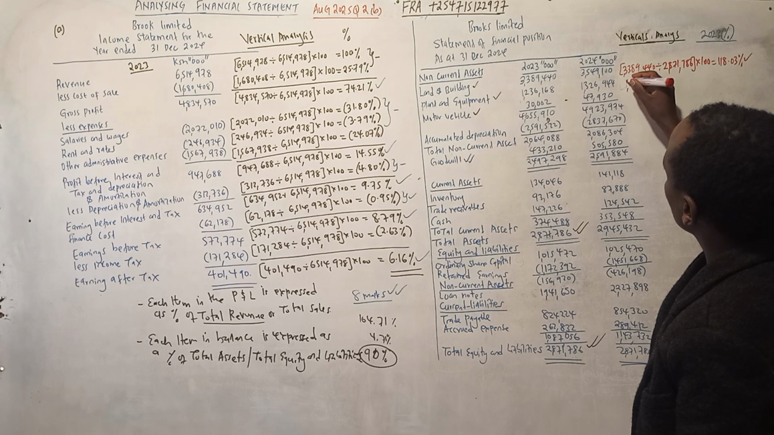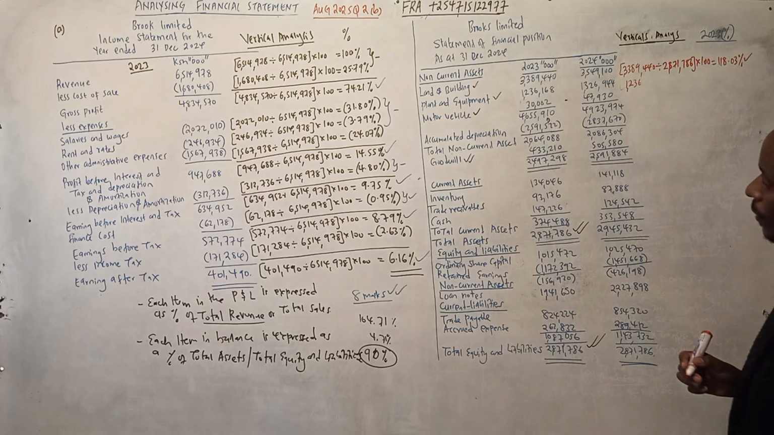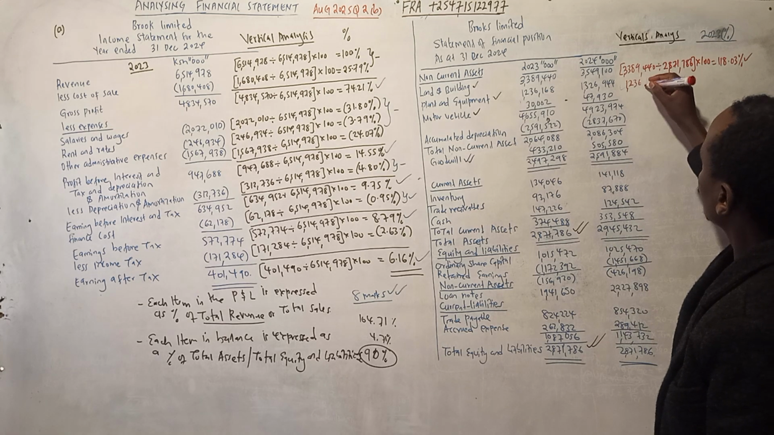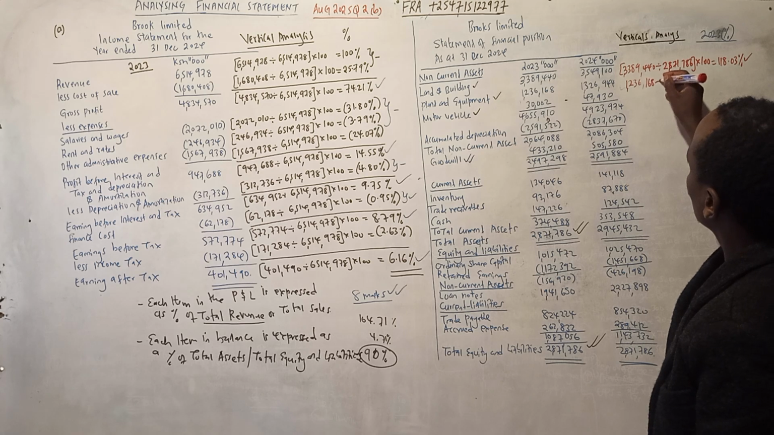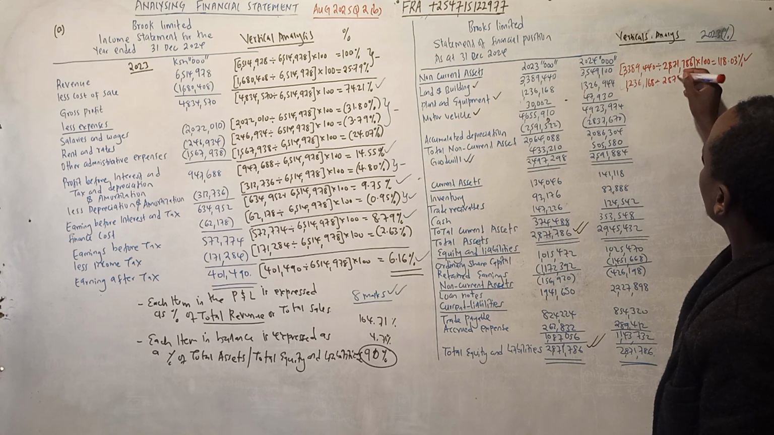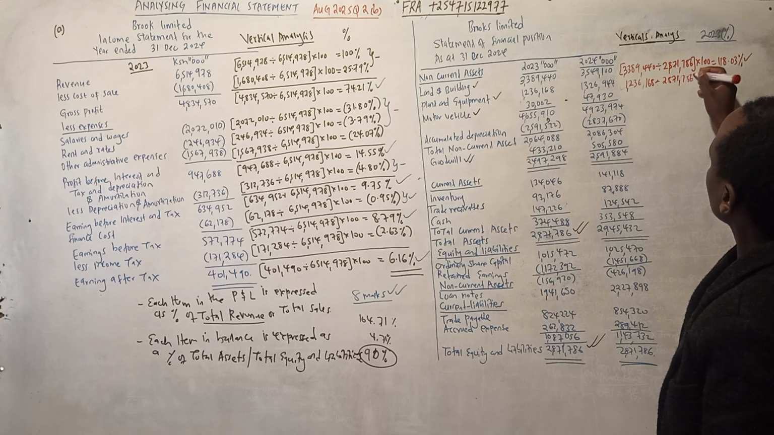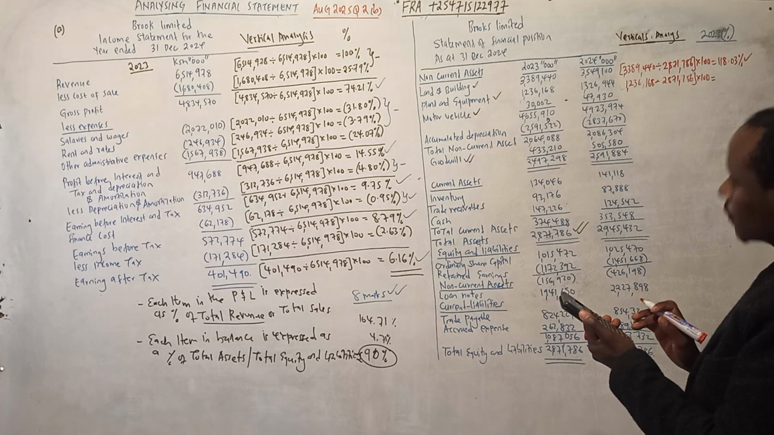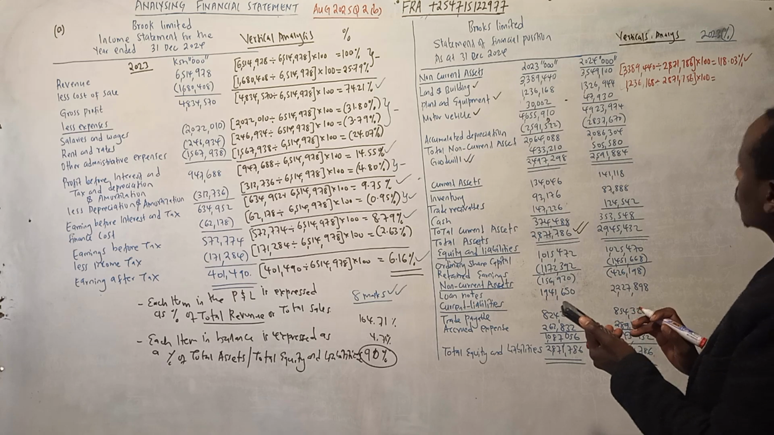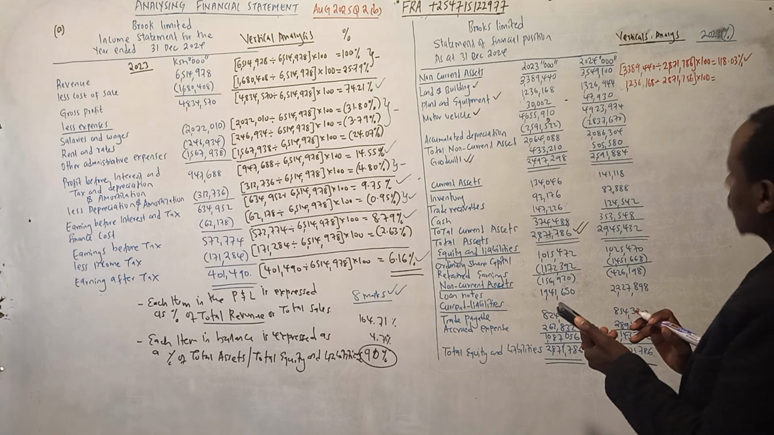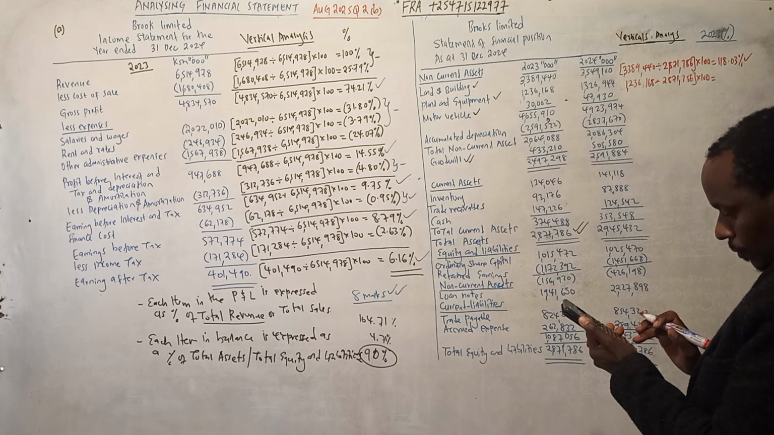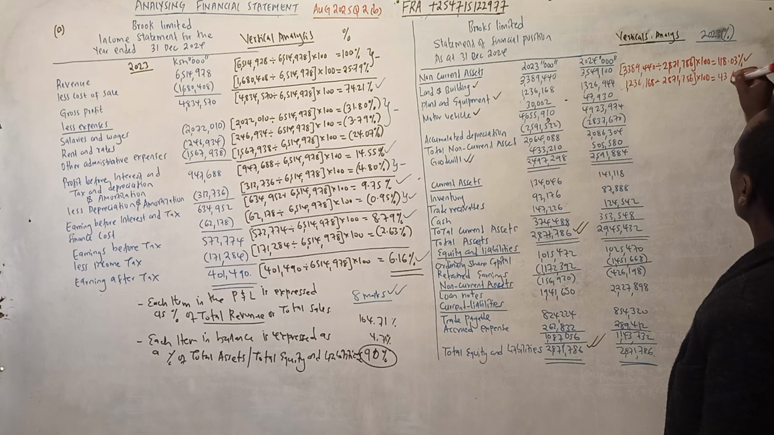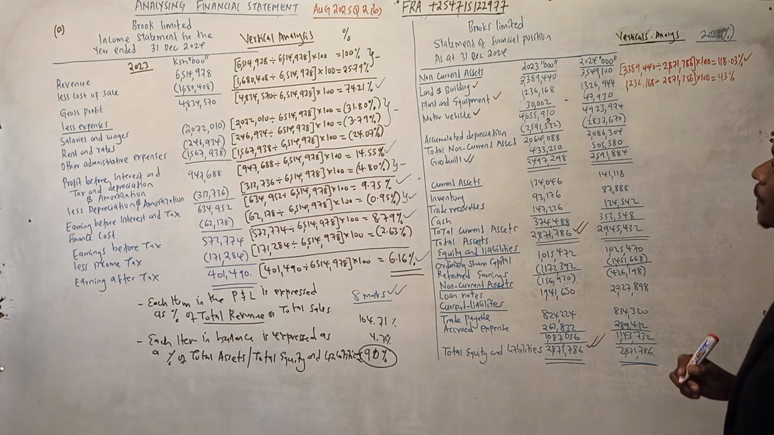1,236,168 divided by 2,871,786 times 100. So 1,236,168 over 2,871,786 times 100 is 43%.